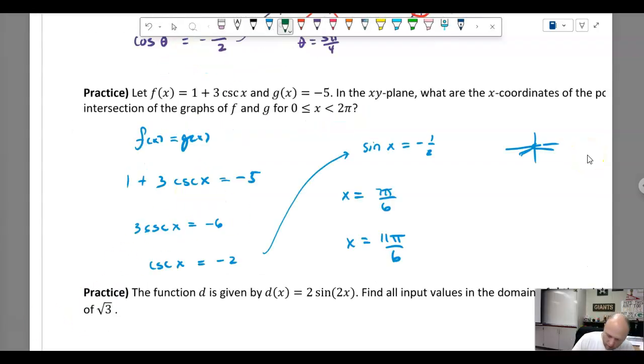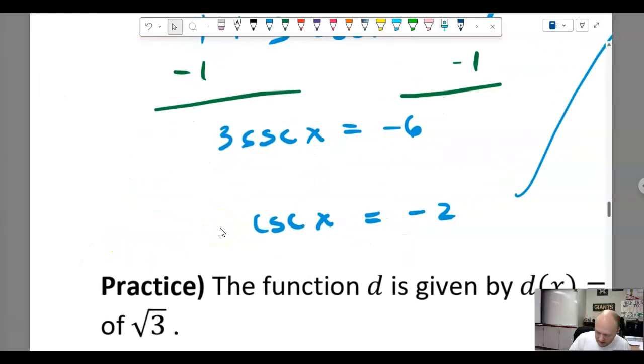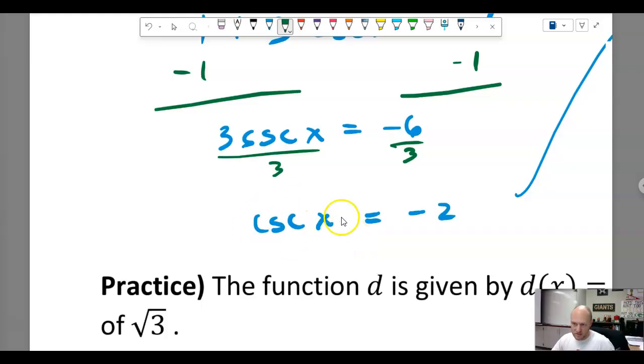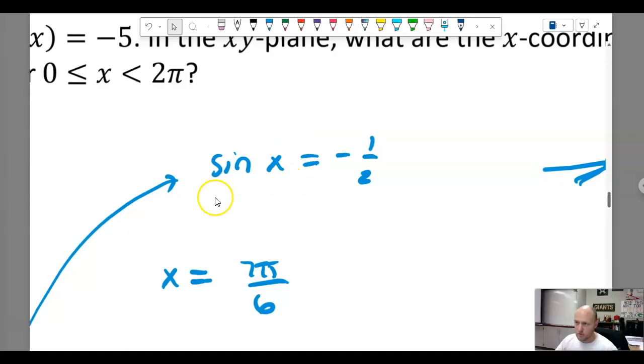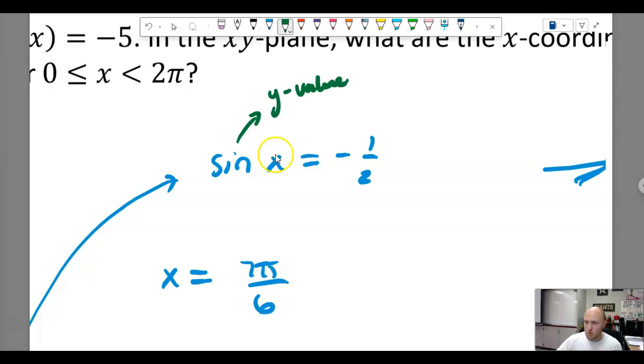Okay, hopefully you went ahead and subtracted 1 on both sides, and then that would give you 3 cosecant x equals negative 6. From there, you go ahead and divide both sides by 3. And that gives you cosecant x equals negative 2. And then here's where I take a reciprocal. Reciprocal of cosecant is sine of x. And the reciprocal of negative 2 is negative 1/2. So where is sine of x equal to negative 1/2? Well, you want your y values, right? This is a y value to be equal to 1/2.